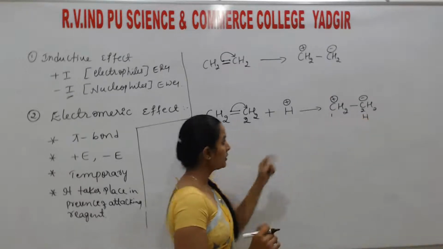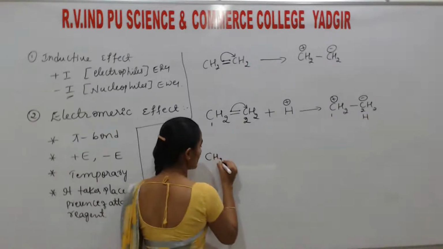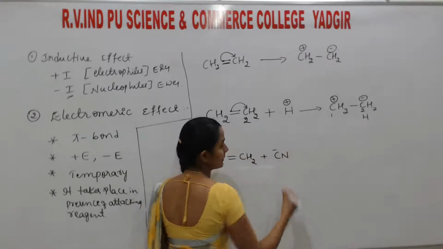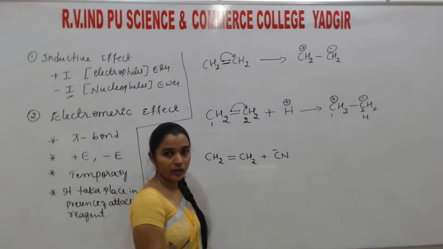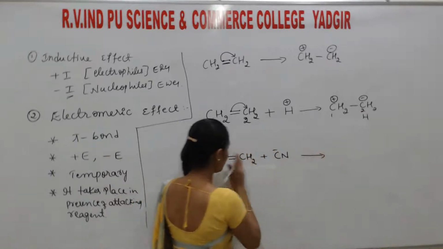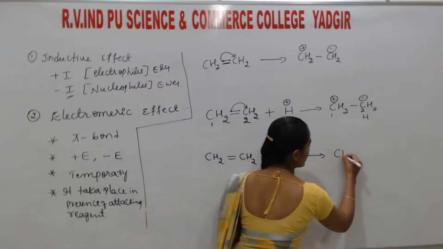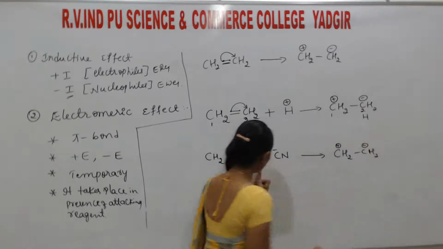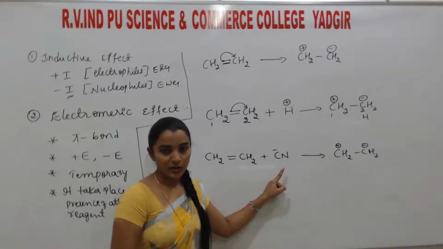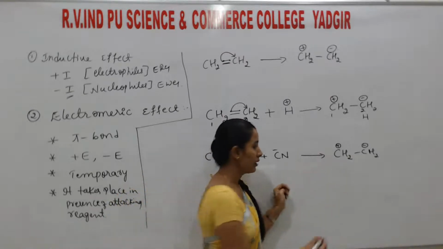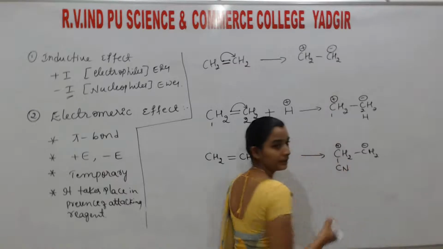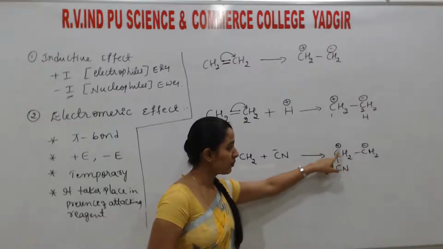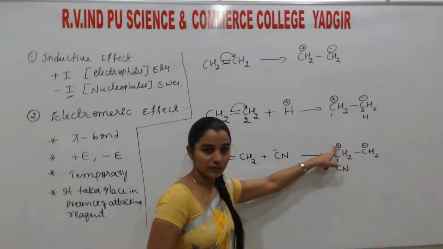Are you getting it? Another way may be possible, if CH2 double bond CH2 is present with Cn minus. Then the same displacement of electrons takes place. This is like CH2 plus and CH2 minus. Here the attacking species is negative in charge. Then it attaches to which carbon atom? The plus carbon atom, because this is minus in charge and we have to neutralize it. So it attaches to the carbon atom with the positive charge.